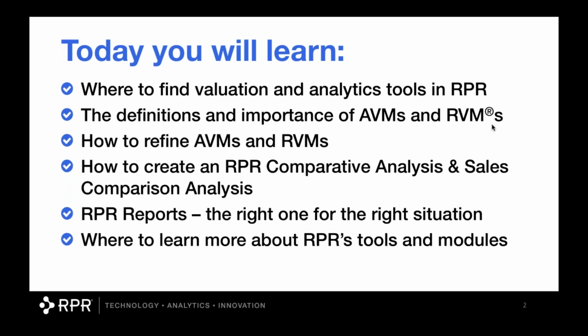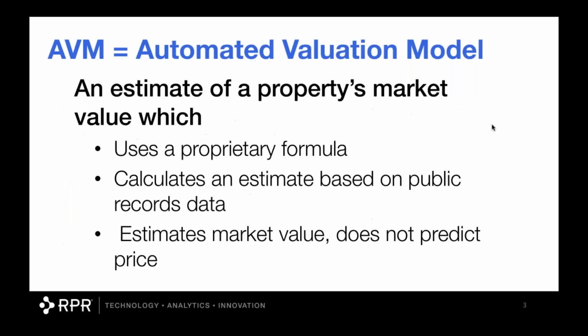And then we have what's called the RVM, which is the realtor's valuation model. And our valuation model is a little bit more robust, a little bit more accurate because of a couple of various things that we'll talk about here. So we're going to talk about AVMs and RVMs, and it may make more sense as we go through some of the examples. I'm going to show you how to create a CMA and how to create some various reports and some other really cool things you can do with RPR with the tools and modules.